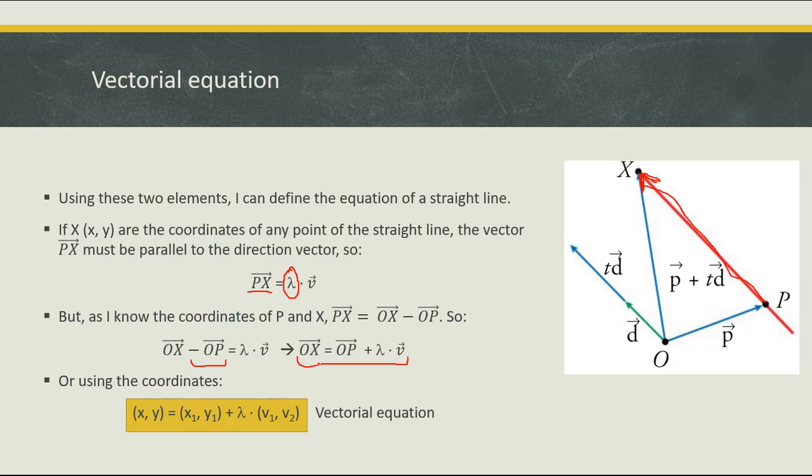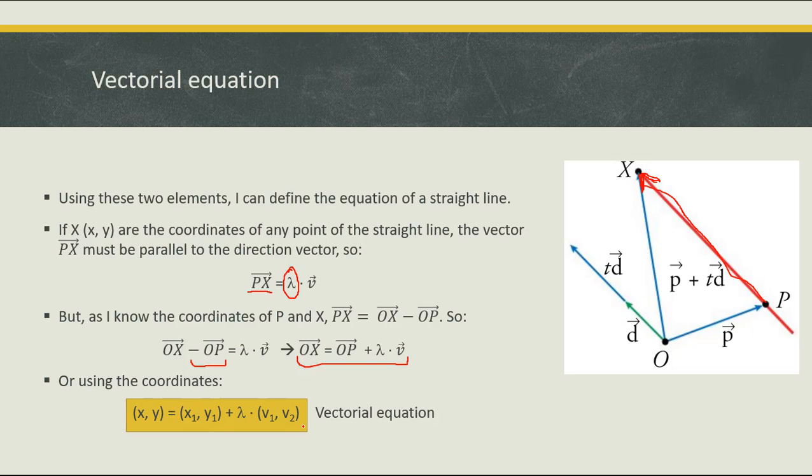The coordinates of the position vector for X are the coordinates of point X, (x, y). The coordinates of the position vector for point P are the coordinates of vector P. Lambda is lambda, just a parameter, and the coordinates of vector v I defined in the previous slide as (v1, v2). And this is the vectorial equation.